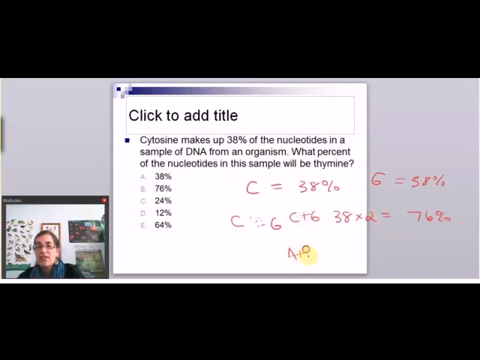So that only leaves 24% for A and T together, and A and T must also be equal. So we know that 24% divided by 2 is equal to 12%. So A is equal to 12%, T is equal to 12%. So another way to put this is that A and T must be equal to each other, C and G must be equal to each other, and all 4 of the values must add up to 100%.